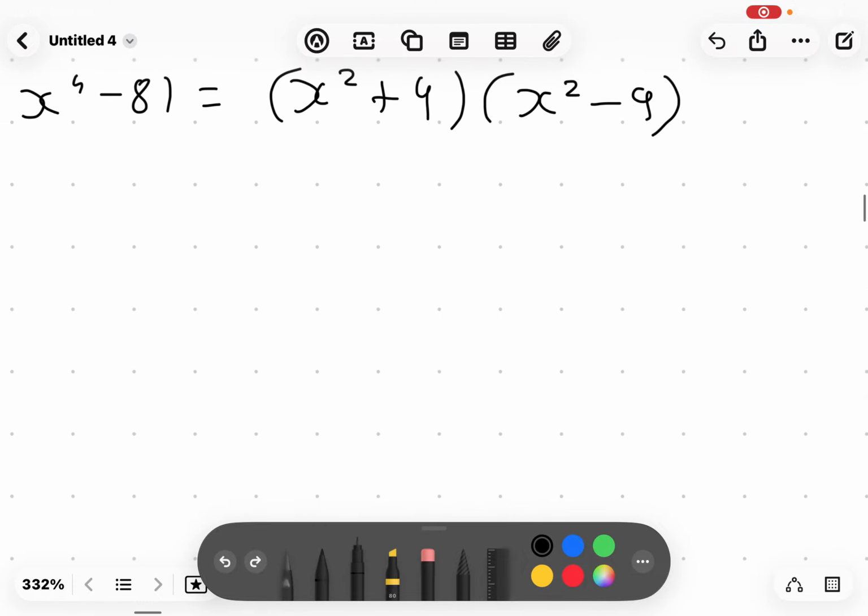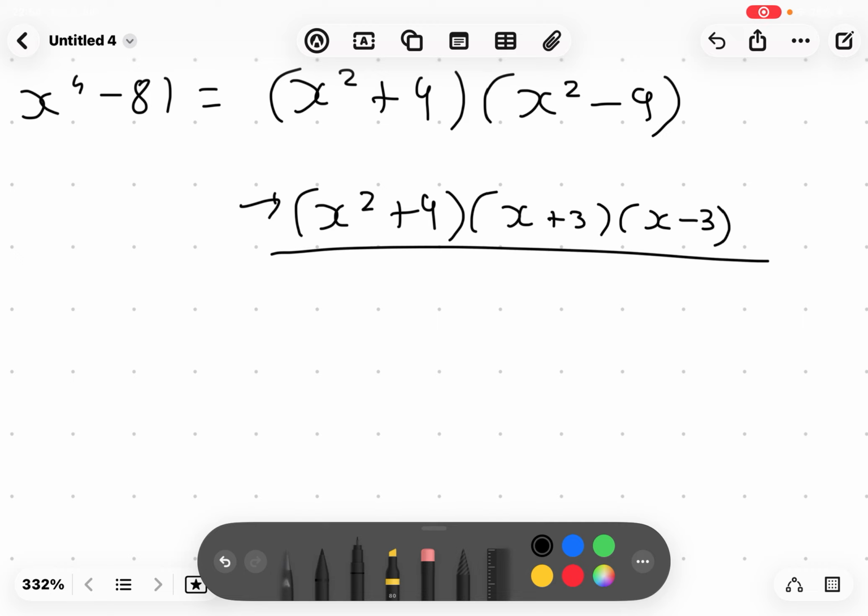So look, 9 is a square number. It can be created by two same numbers. Let me show you. No, let me first explain. Okay, no, let me just do it. So the final answer would be x squared plus 9, and then x plus 3, x minus 3. So this would be the final answer.